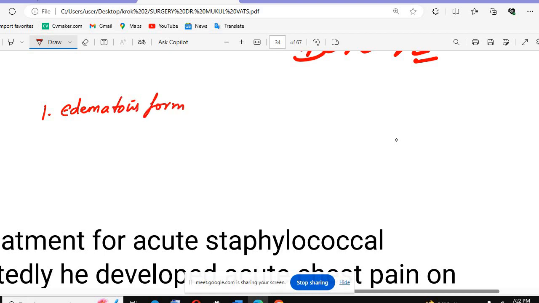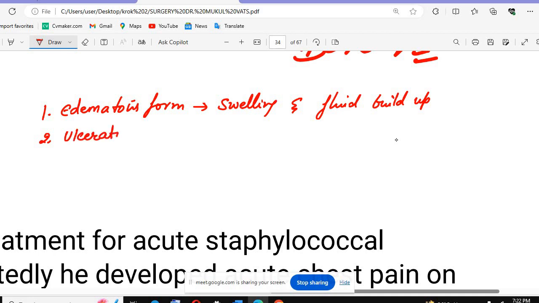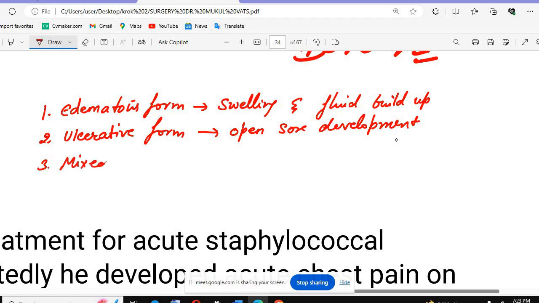If it is the edematous form, what will we see? There will be swelling and fluid build-up. That is the edematous form. The second one is the ulcerative form, in which there will be open sore development. The third one is the mixed form, in which there will be a combination of edematous and ulcerative forms.